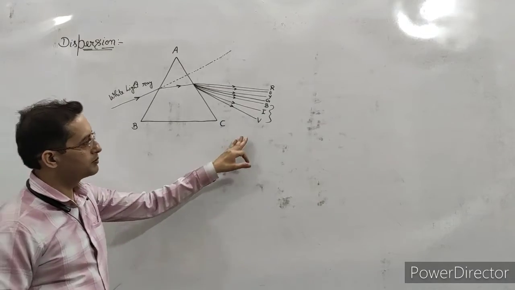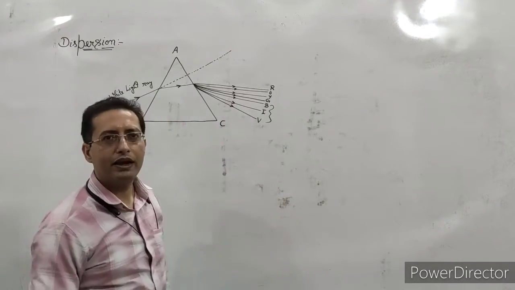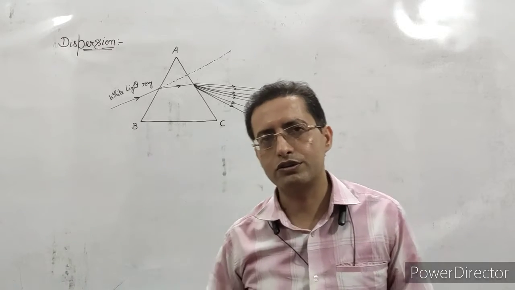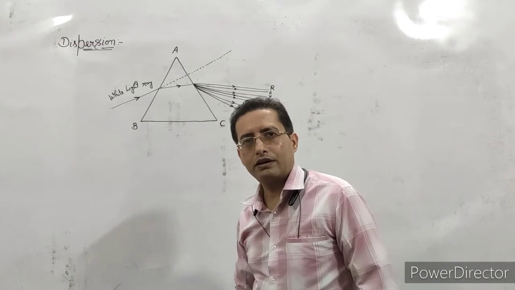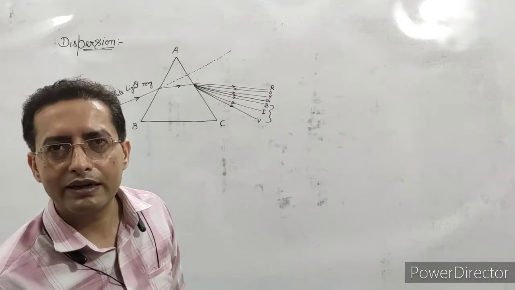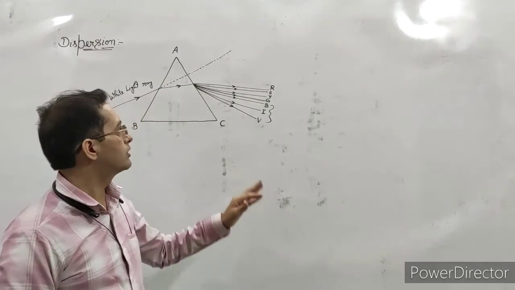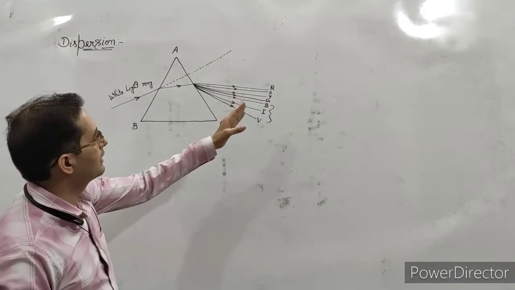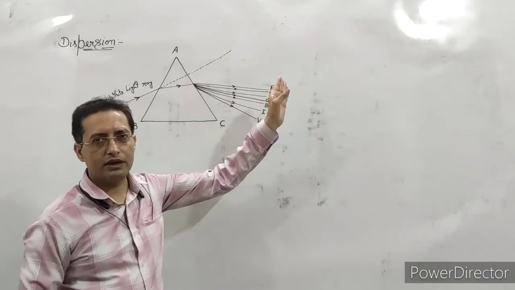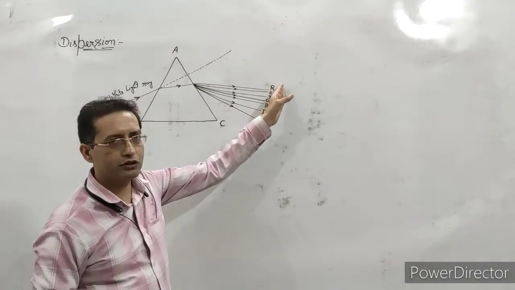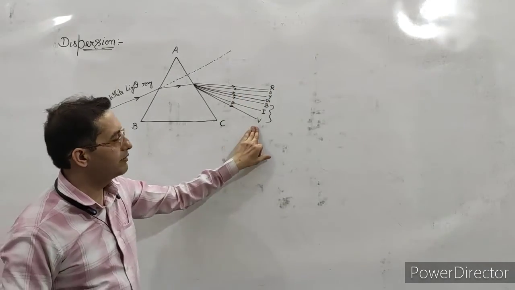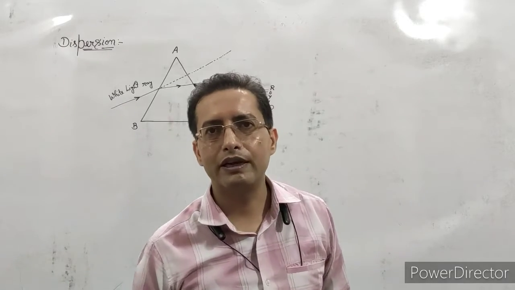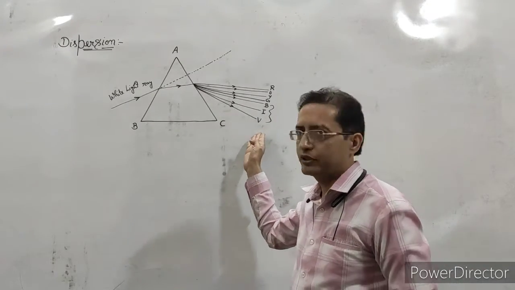Why do we observe the violet at the bottom and the red at the top? So we have to find out the reason here also. As we know, the wavelength of the red color is maximum, so the deviation is found to be minimum in red color. So we will observe that the red color will always be at the top, and the wavelength of the violet is minimum, so we observe that it will always be found at the bottom.